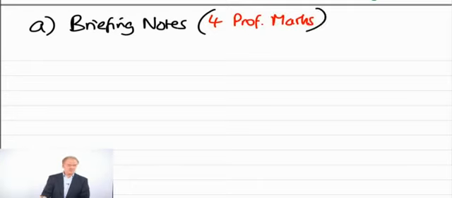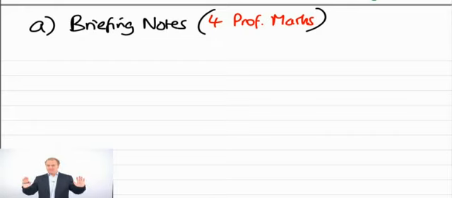I think I've mentioned this before, but your examiner has been examiner since December 07, so 7 years, loads of exam papers, loads of questions, and briefing notes have been a requirement on every sitting, every single one. What do we need briefing notes to look like to get our 4 marks?